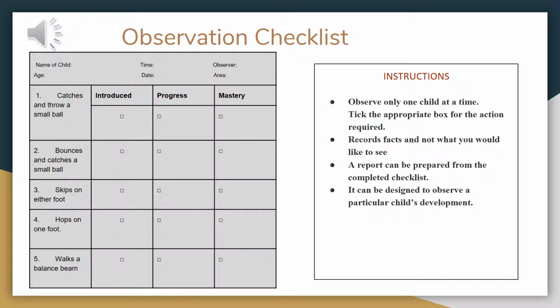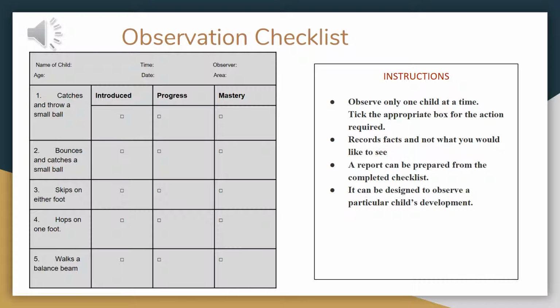Observation checklist. When carrying out the observation checklist, you have to have the name of the child, the age, the time of the observation, the date of the observation, the person who is observing the child, and the area of the observation.